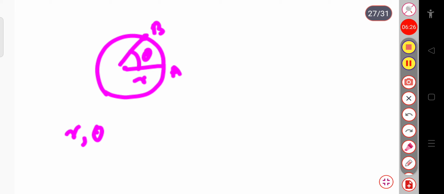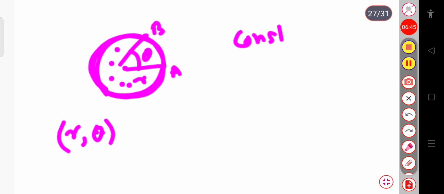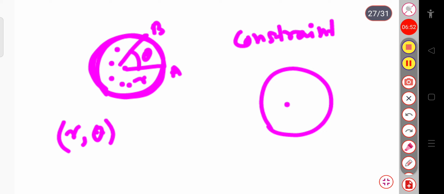So here I will consider r and theta as the coordinates, because this particle can move on the circumference of the circle and also inside the circle. But suppose now I give a constraint to the particle. Suppose this is again the same circle, its radius is r, and again this particle is at this position A.